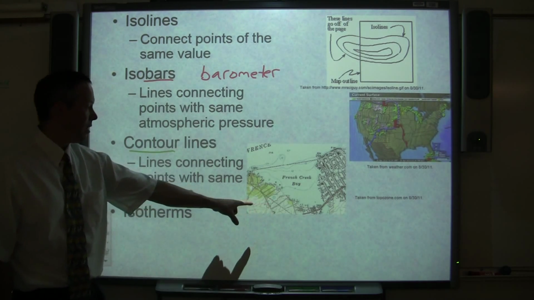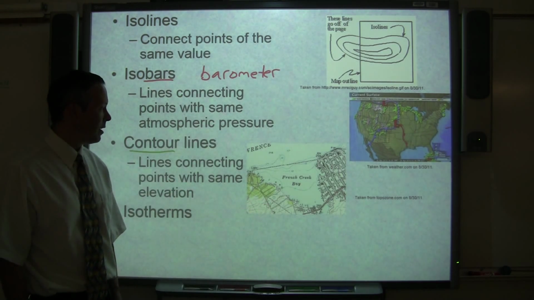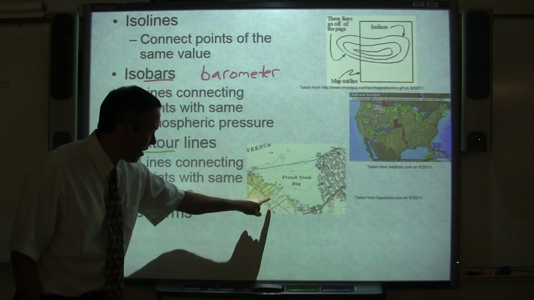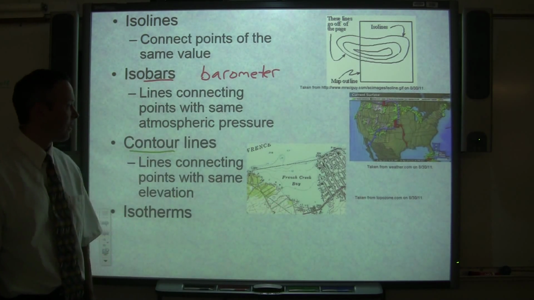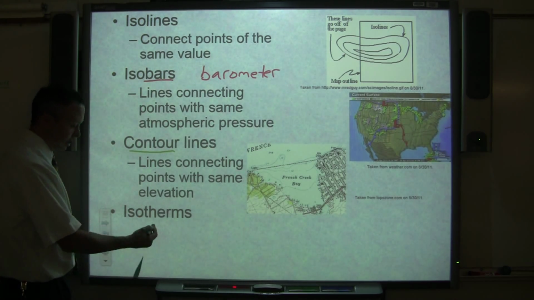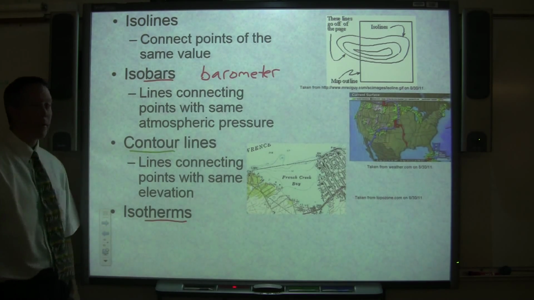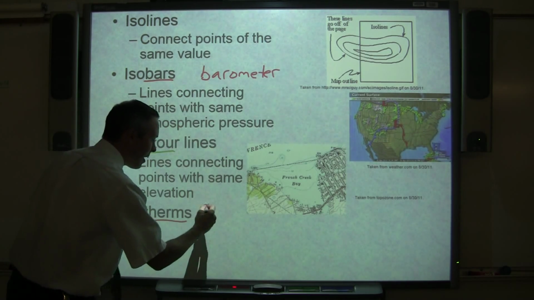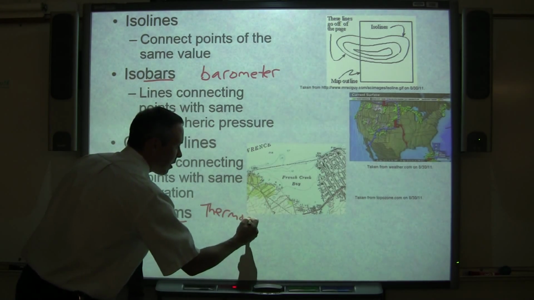Here is a topographic map of Clayton. You can see French Creek Bay, and if you were to look closely, you'd see all of these different contour lines going around and connecting the elevations around Clayton, New York. And the third type of isoline is an isotherm. Notice I'm underlining therm. With this part, instead of a barometer, now I am focusing on thermometer.